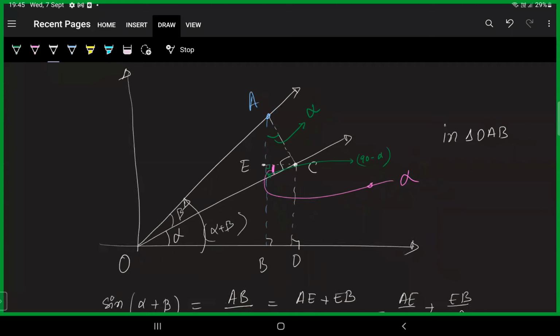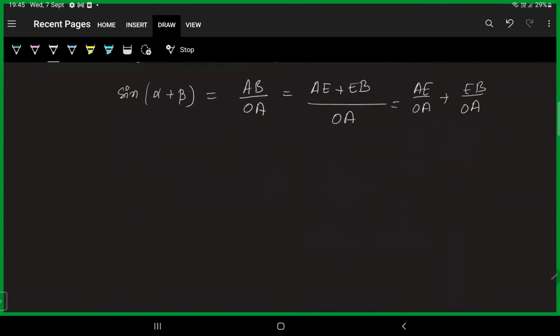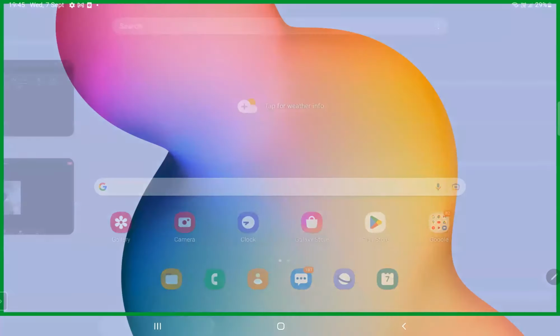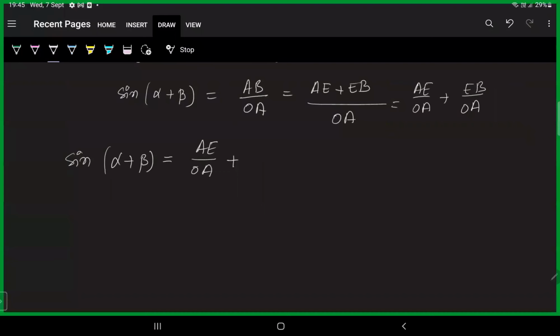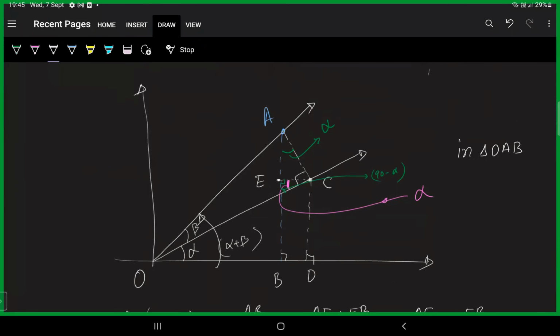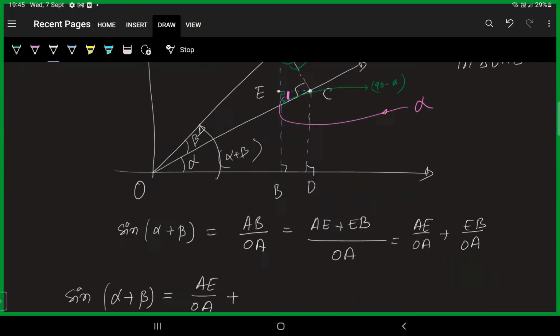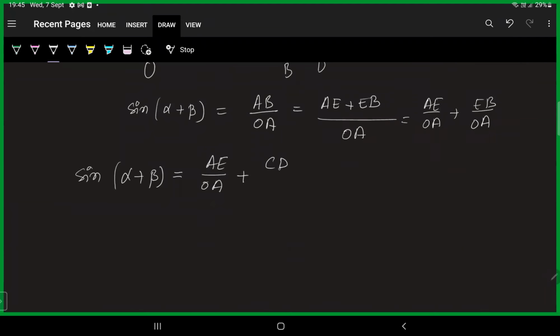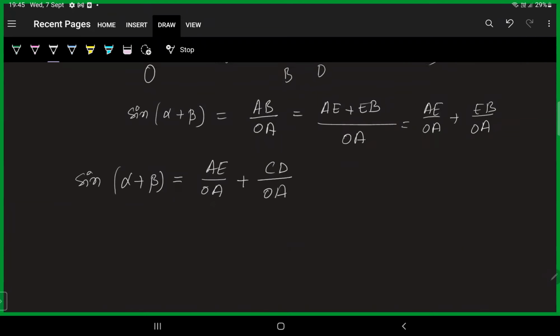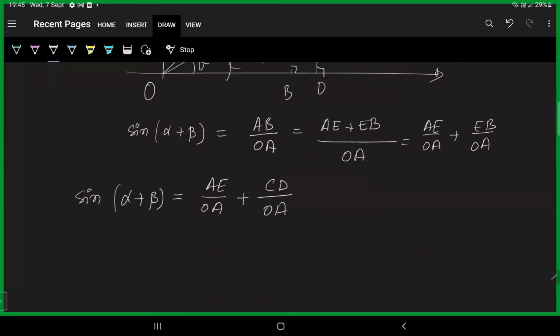Done. Okay, now let's write it again here. Sine of alpha plus beta is equal to AE upon OA plus EB upon OA. Now see this: the length of EB is equal to CD. So can we write CD here instead of EB? Fine, because this is length only. When you write EB, you are writing the length, so this length is also equal to CD.